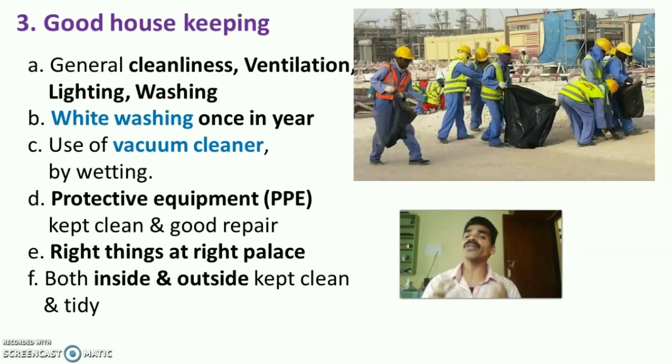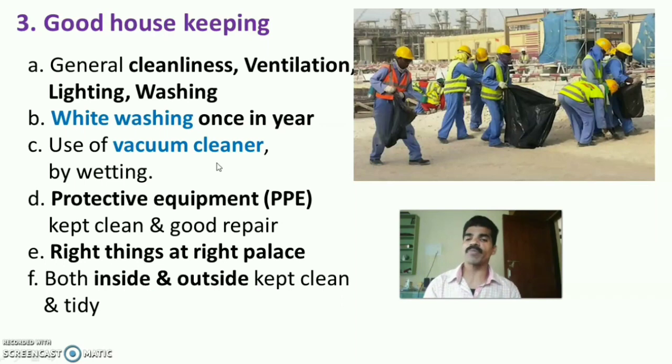The third point is maintaining good housekeeping in the industry or factory, which includes general cleanliness, ventilation, lighting, washing facilities, etc. Cleanliness, adequate ventilation, lighting and washing in the industry or factory. Then whitewashing of the industry or factory once in a year. So the factory or industry has to be whitewashed at least once in a year to maintain the cleanliness. Then use of vacuum cleaner that prevents the spreading of the dust. Then cleaning must be done by a wetting process. So use of vacuum cleaner or wetting process to remove the dust from the industries.